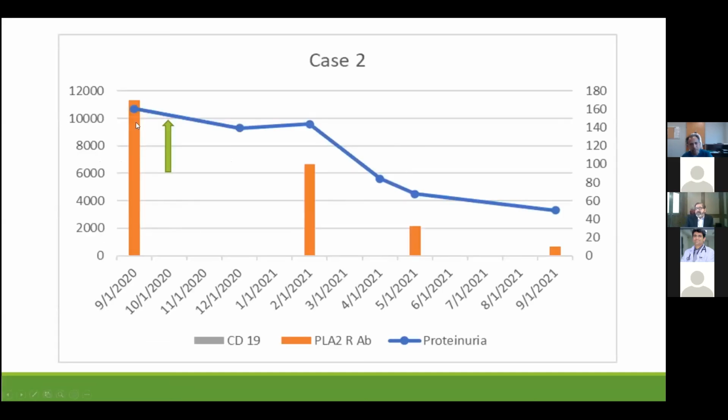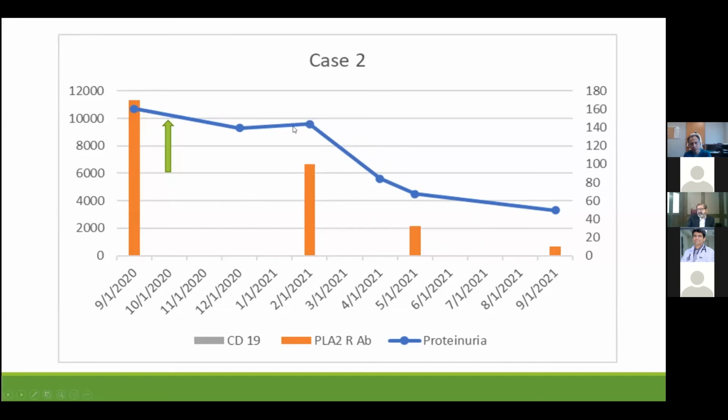He presented with about 11 grams of protein. These red bars are the PLA2R antibody levels. The blue line is his proteinuria. We dosed him with rituximab in October or November of 2020. And this is the clinical course that's pretty typical in membranous nephropathy after you dose rituximab.